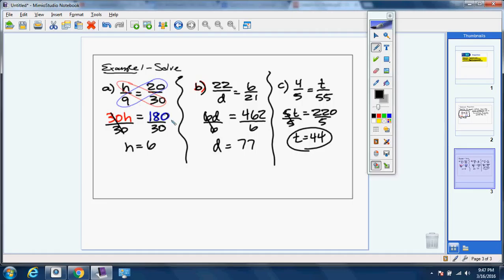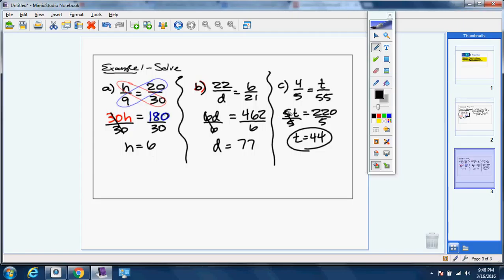To get rid of the 30 and have h by itself, since this is 30 times h, you have to divide like we did previously when we worked with rational numbers which had decimals. You divide both sides by 30 and you wind up with h equaling 6. So you know that 6/9.